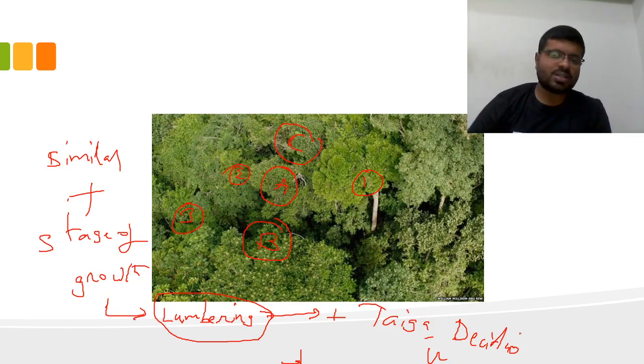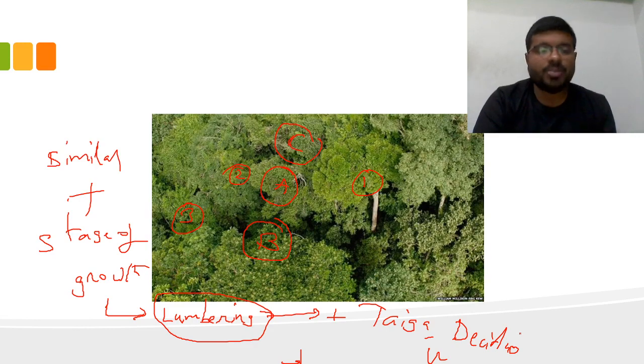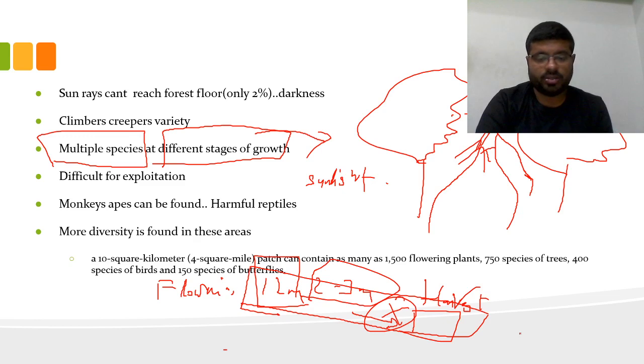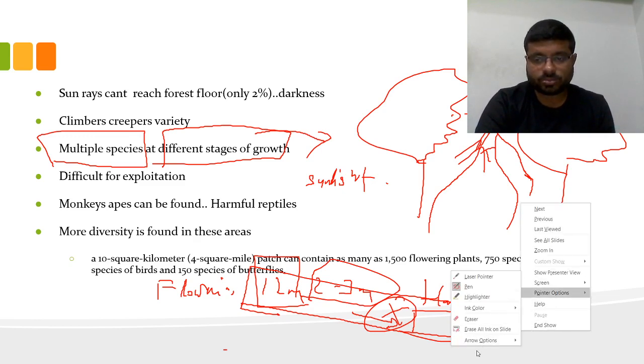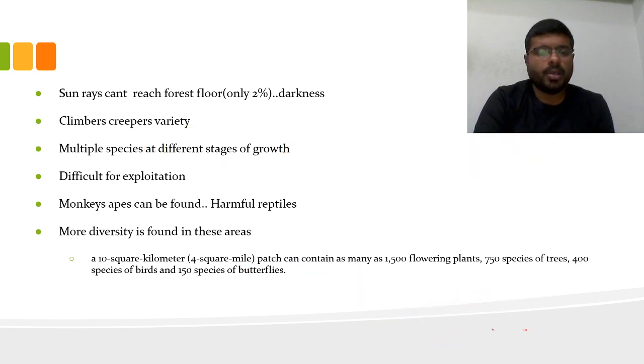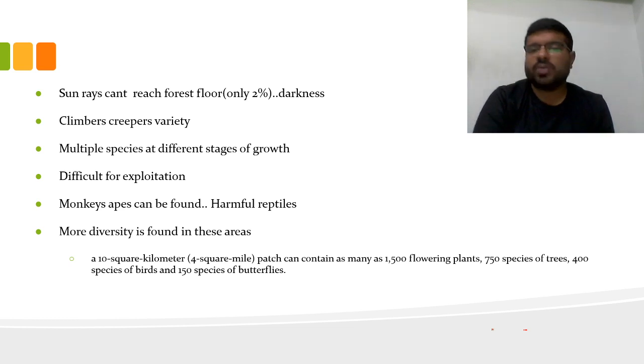But within the forest ranges, you will find that this variety of biome is more difficult to exploit. I said only difficult, not impossible, right? So difficult for exploitation because identification of the type of species and multiple stages of growth will be difficult. So that's why it's difficult for exploitation. Then which kind of species are found? You find monkeys, apes, which can be found at one level of vegetation, and harmful reptiles on the ground level, etc.